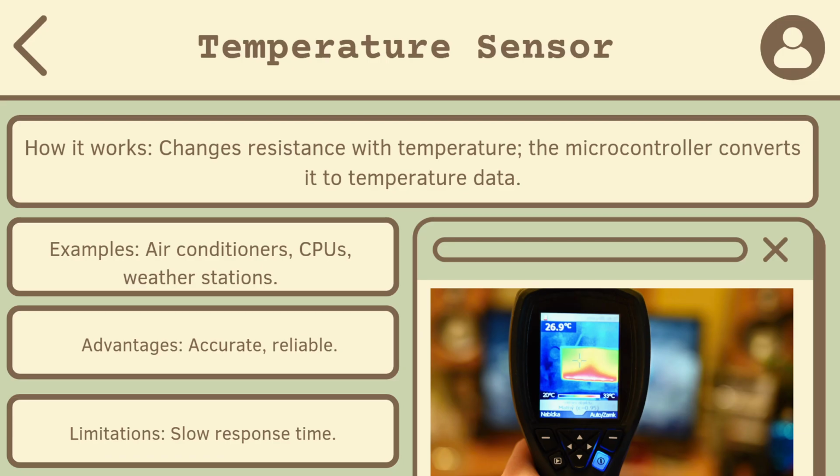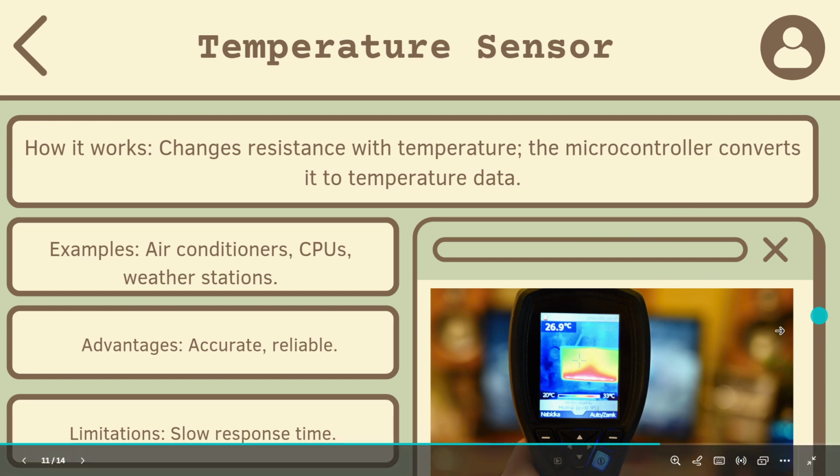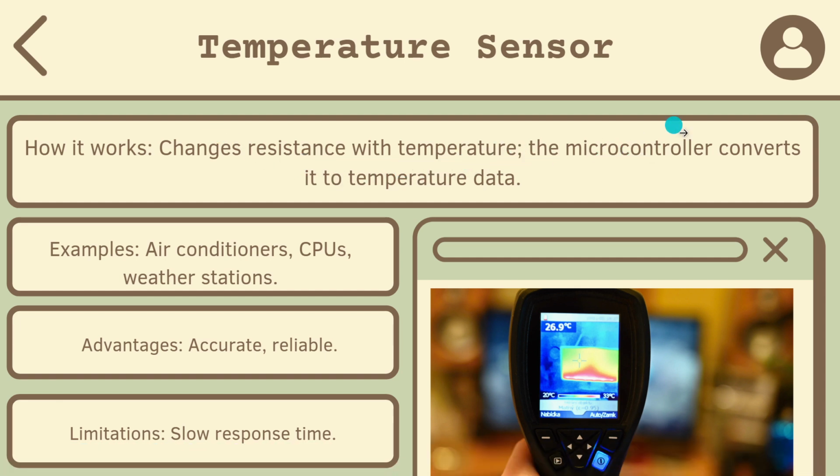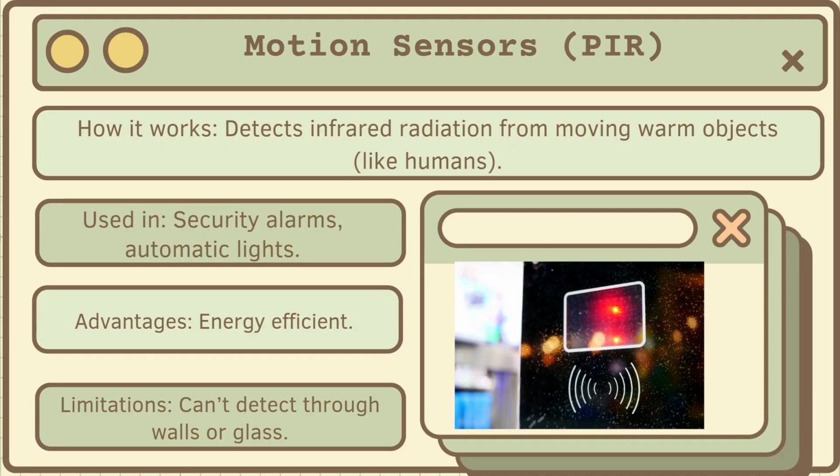Sensors. The first one is the temperature sensor. How it works: it changes resistance with temperature. The microcontroller converts it into temperature data. Examples are air conditioners, CPUs, and weather stations. The advantages are that it is accurate and reliable, you can know exactly what the temperature is, but the limitation is its slow response time.